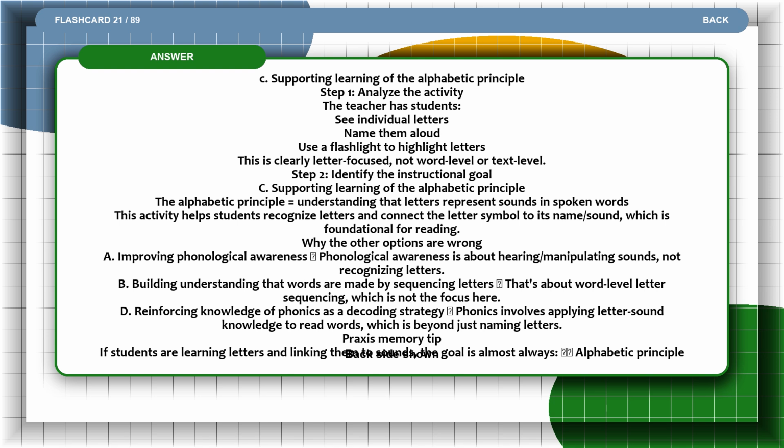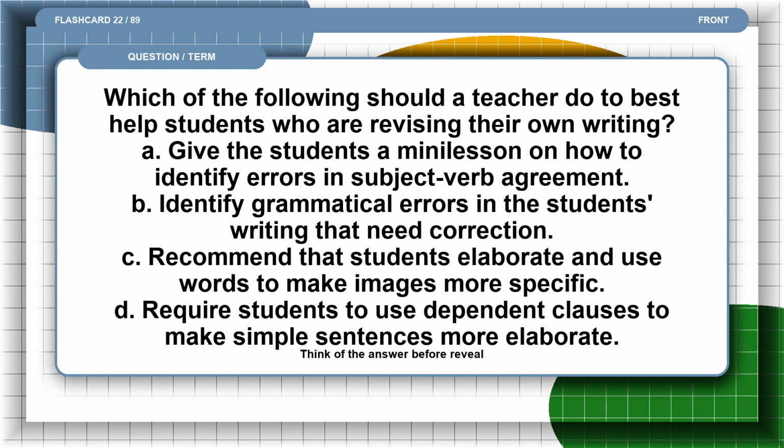Flashcard 22. Which of the following should a teacher do to best help students who are revising their own writing? A. Give the students a mini lesson on how to identify errors in subject-verb agreement. B. Identify grammatical errors in the students' writing that need correction. C. Recommend that students elaborate and use words to make images more specific. D. Require students to use dependent clauses to make simple sentences more elaborate. Pause and think of the answer before the reveal.